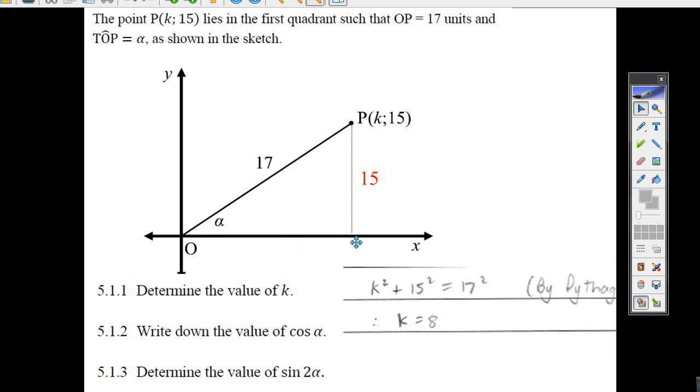We can use Pythagoras to figure it out. K squared plus 15 squared should equal 17 squared. And that's by Pythagoras. You should write that down. You subtract 15 squared from 17 squared, you get 64, and you take the square root, and you get K is equal to 8. That wasn't too hard. And now let's try the next question.